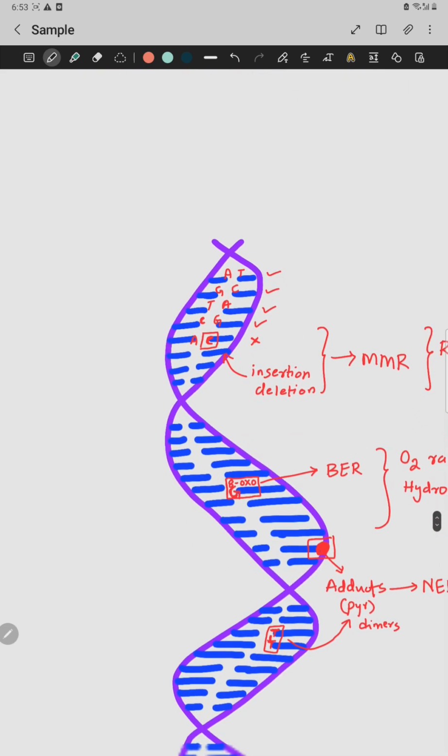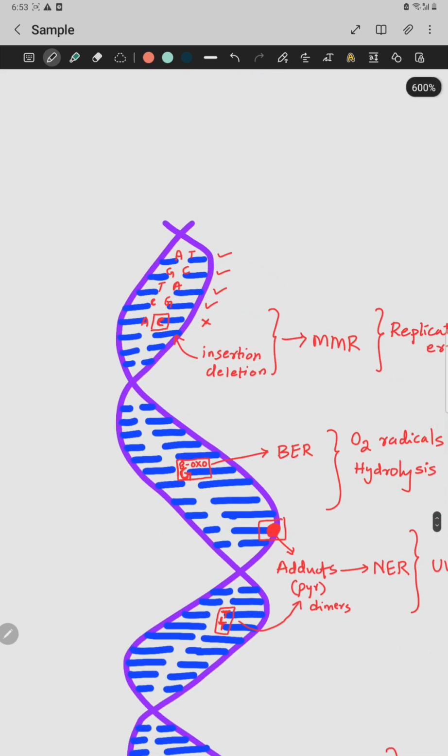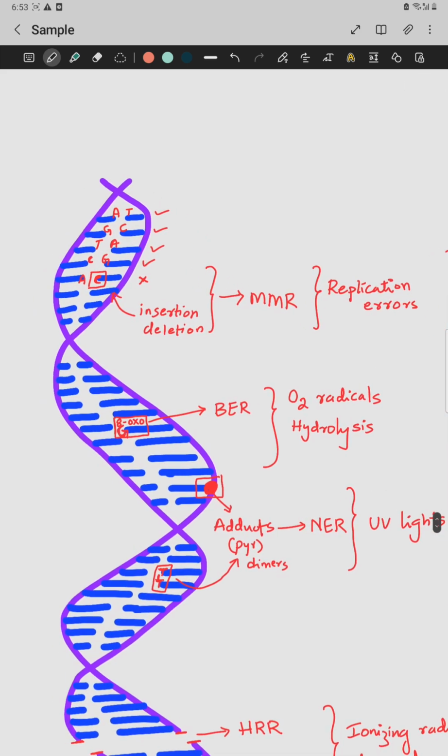Now a little bit of detail about that. We know that A has to bind with T, G with C, that's how it has to go. So these are correct. Now you come here, A has bound with C, it has to bind with T. So this will be repaired. This is a mismatch, right? And apart from this, there will be insertional or deletional errors that happen during replication. That will get repaired by MMR.